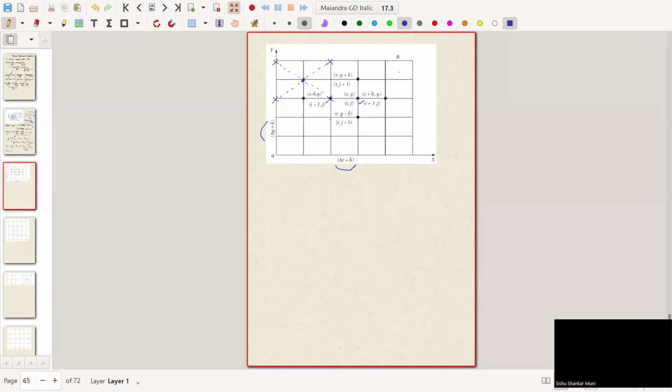Sometimes you might not know the value of one quantity. If you are trying to solve using the 5-point formula, this quantity you already know because it's a boundary condition. But it might be that you don't know this quantity or this quantity. Then how? In that case, considering this, you are taking 3 boundary points. So you are reducing the number of unknowns.